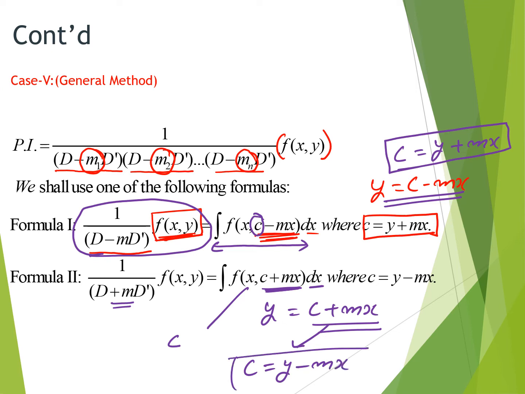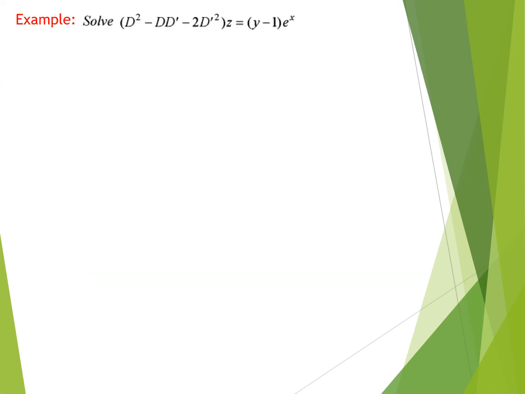We replace c as y minus mx, then this portion is solved for the PI part. Now considering the example: solve D squared minus D dash minus 2D dash Z is equal to (y minus 1) e to the power x. As this is the case which is not taught in the previous topics and previous cases, we will use the general method.